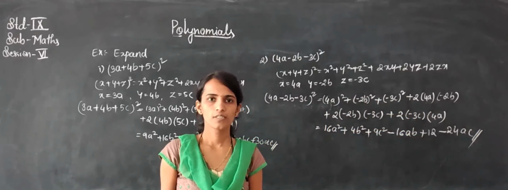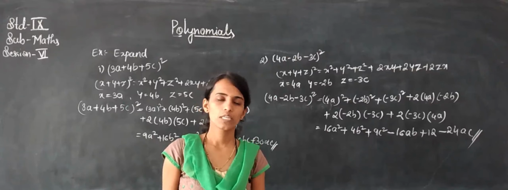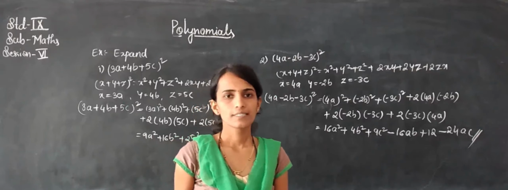Thank you all of you. So, solve more examples on this. So, next we will look at identity number 6 here.